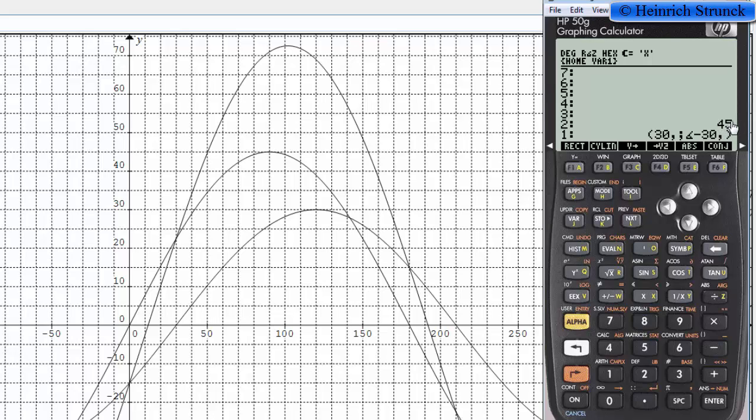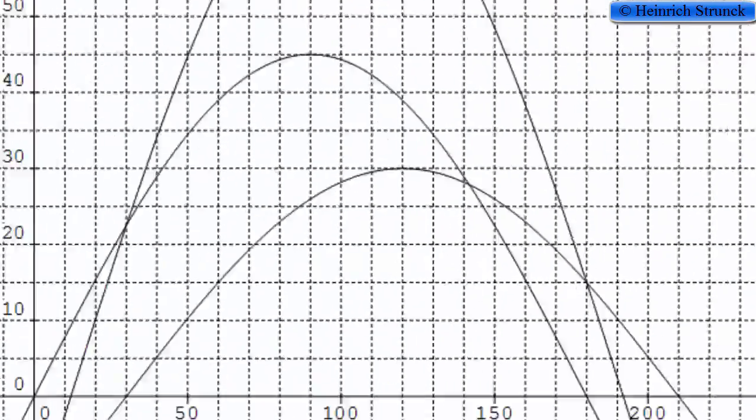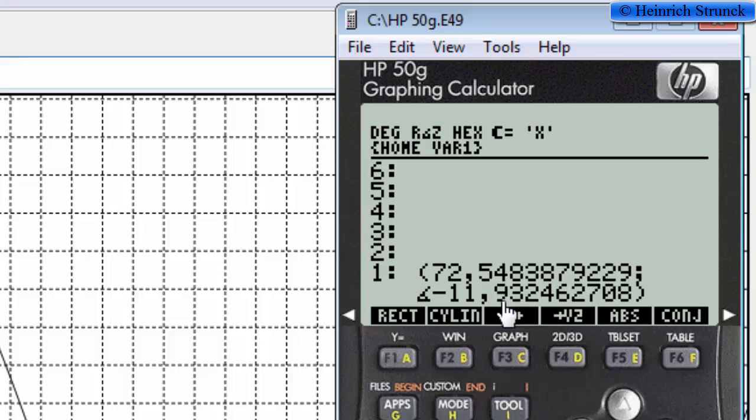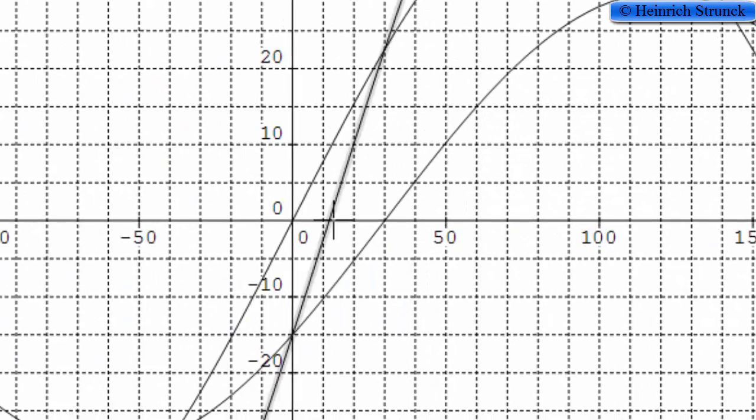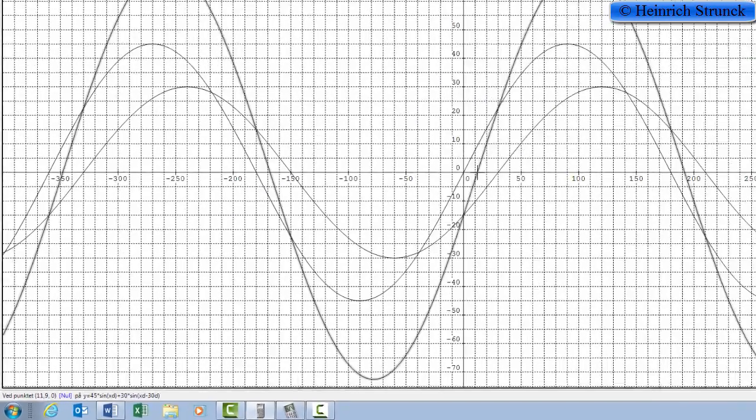Then we have the 45 volts and the 30 volts at the negative angle, and we take the sum by pressing plus. Now we can see it gives 72.5 volts. Yeah, that's correct, and the angle is negative 11.9. Exactly what we got in Graphmatica.